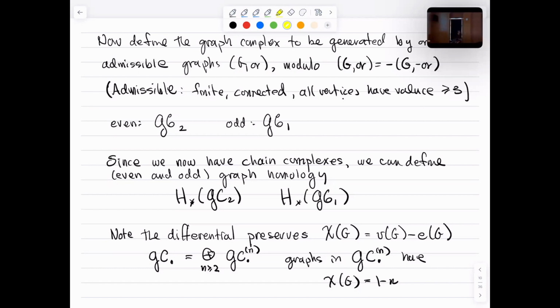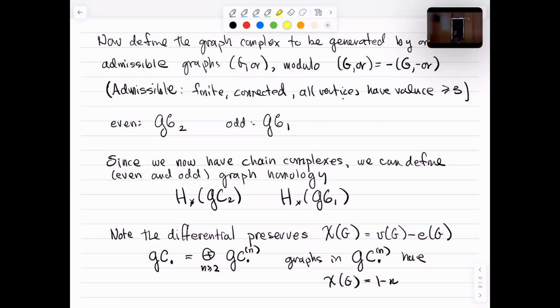Okay, so now just define the graph complex to be the vector space generated by oriented admissible graphs, modulo G with orientation equal to minus G with the opposite orientation, and admissible means, as I said in the very beginning, my graphs are finite graphs. They're connected. All vertices have valence at least 3. So that gives us a chain complex of graphs. When you have a chain complex, you can take its homology, kernel of boundary modulo image of boundary. So that gives you even and odd graph homology.